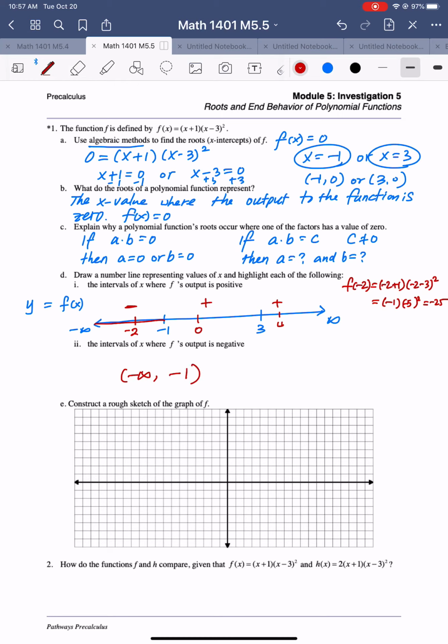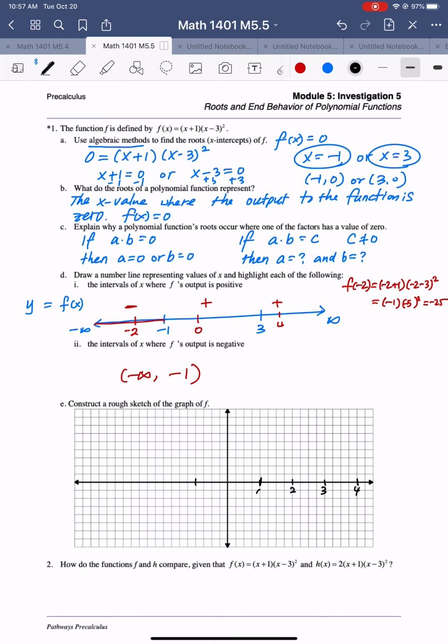And then we're going to construct a rough sketch of a graph of f. So since we have 2, let me label. So 1, 2, 3, 4, there's a 1. I'll make the intervals for x a little bigger, okay? Because I have enough room.